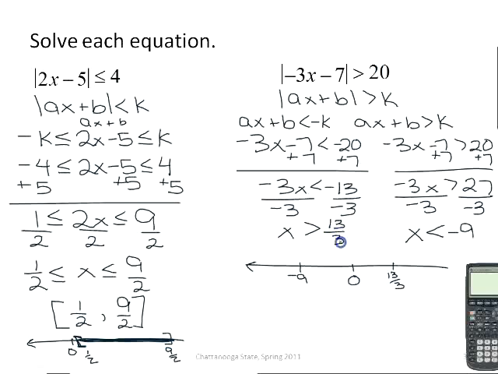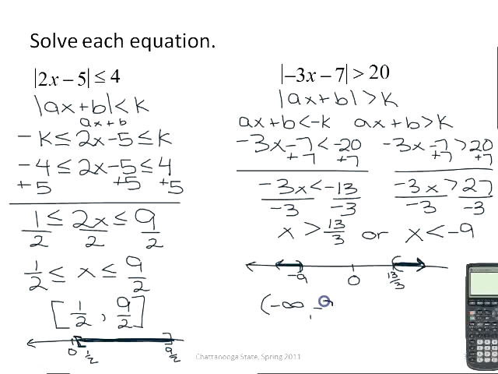13/3 is up here. 13/3 is actually 4 1/3. I want to shade numbers greater than 13/3. So that's going to be from 13/3 to the right, so that's numbers at the right end of the number line. The x is less than negative 9 are numbers that are to the left of negative 9.